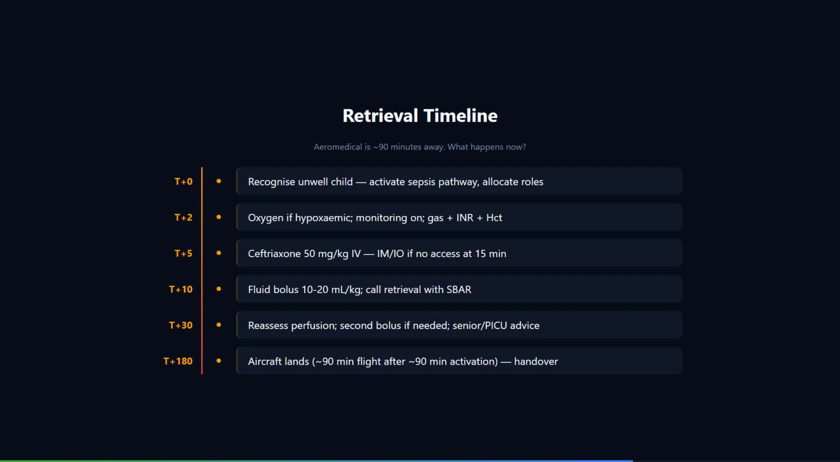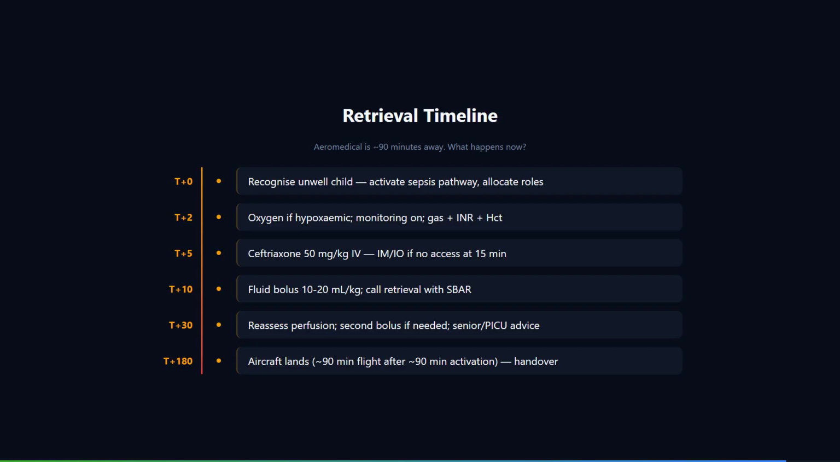Lumbar puncture. Do you do one? Not in this child, not now. The child is shocked, and lumbar puncture is contraindicated in shock, in coagulopathy, and in altered conscious state with raised intracranial pressure concerns. The Royal Children's Pathway defers cerebrospinal fluid sampling until the child is stabilized, and in StAMPSville that means the receiving hospital does it, guided by culture and meningococcal polymerase chain reaction.